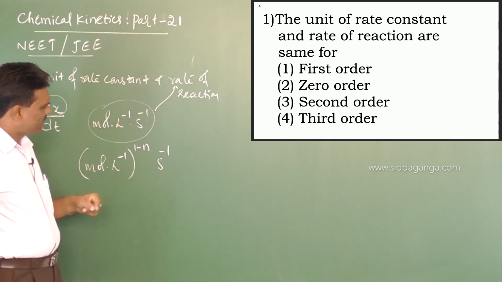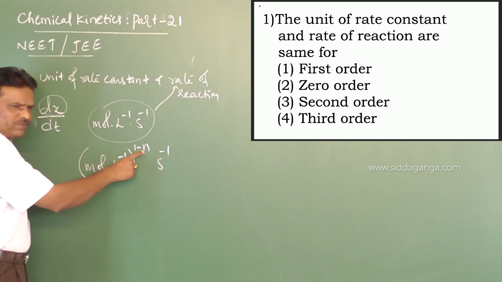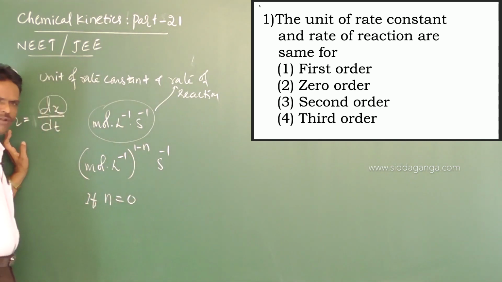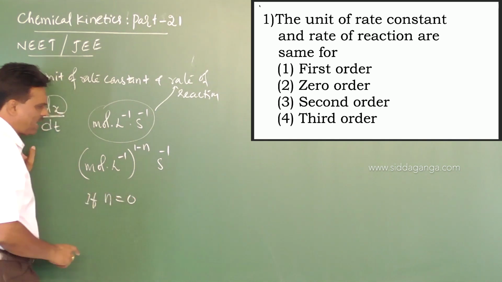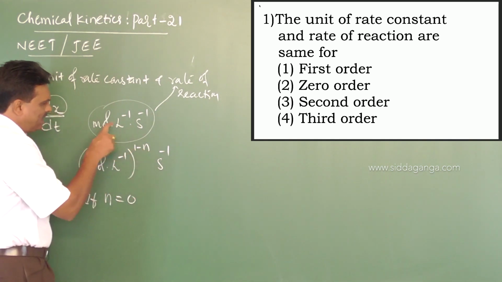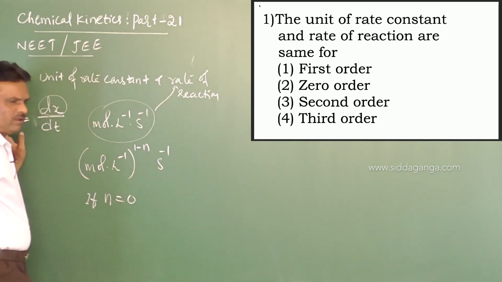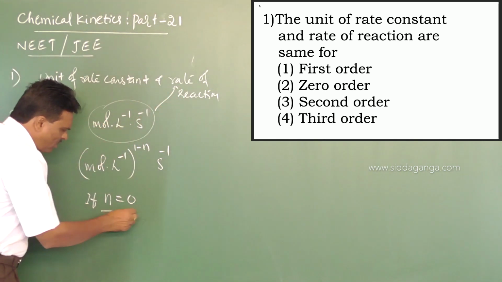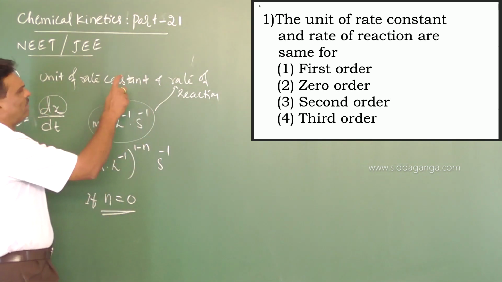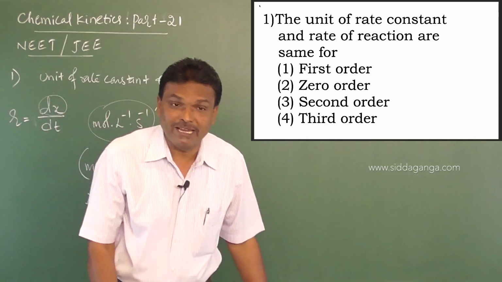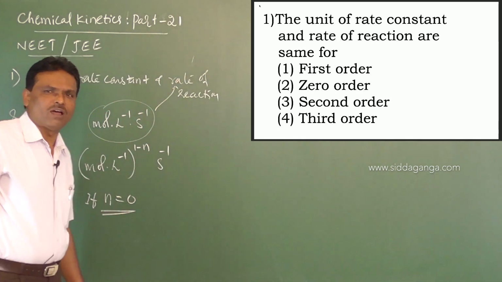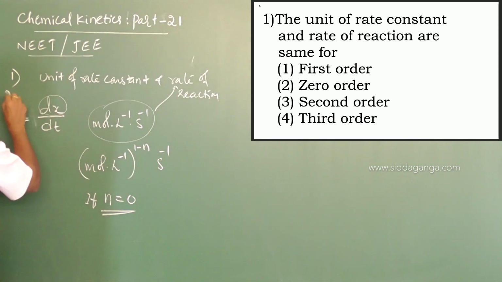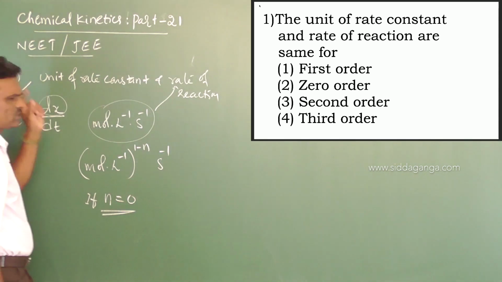The unit is moles per liter per second, so what is the value of n? So if n is equal to 0, means in zero order reaction, if n is 0, you will get moles per liter per second. So that is the rate of reaction. So in case of zero order reaction, unit of rate and rate constant always remain the same. So your answer is second option. So second option is the right option for first question.